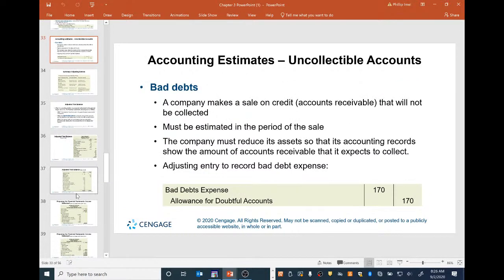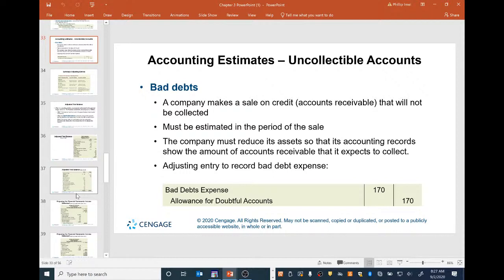So let's talk about uncollectible accounts. Bad debts. So a company makes a sale on credit. All right. So accounts receivable is going to be triggered because of that, right? Because we're extending a line of credit to a customer. Okay, and in this case, we're extending a line of credit to an unfaithful customer. So they're going to take our good or service, and then they're not going to pay us for it, right? So it must be estimated in the period of the sale, right?